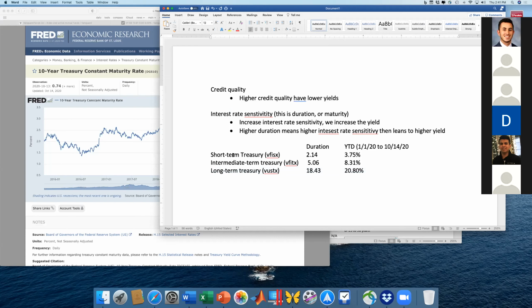Now it would work in the reverse too. Let's say we have rate increases next year. There will be capital losses and the long-term treasury will suffer the most because of that. So that is the risk associated with holding longer duration bonds versus shorter duration. When rates are falling, you want to hold long duration. When rates are increasing, you would want to hold the shorter duration bonds. All right.